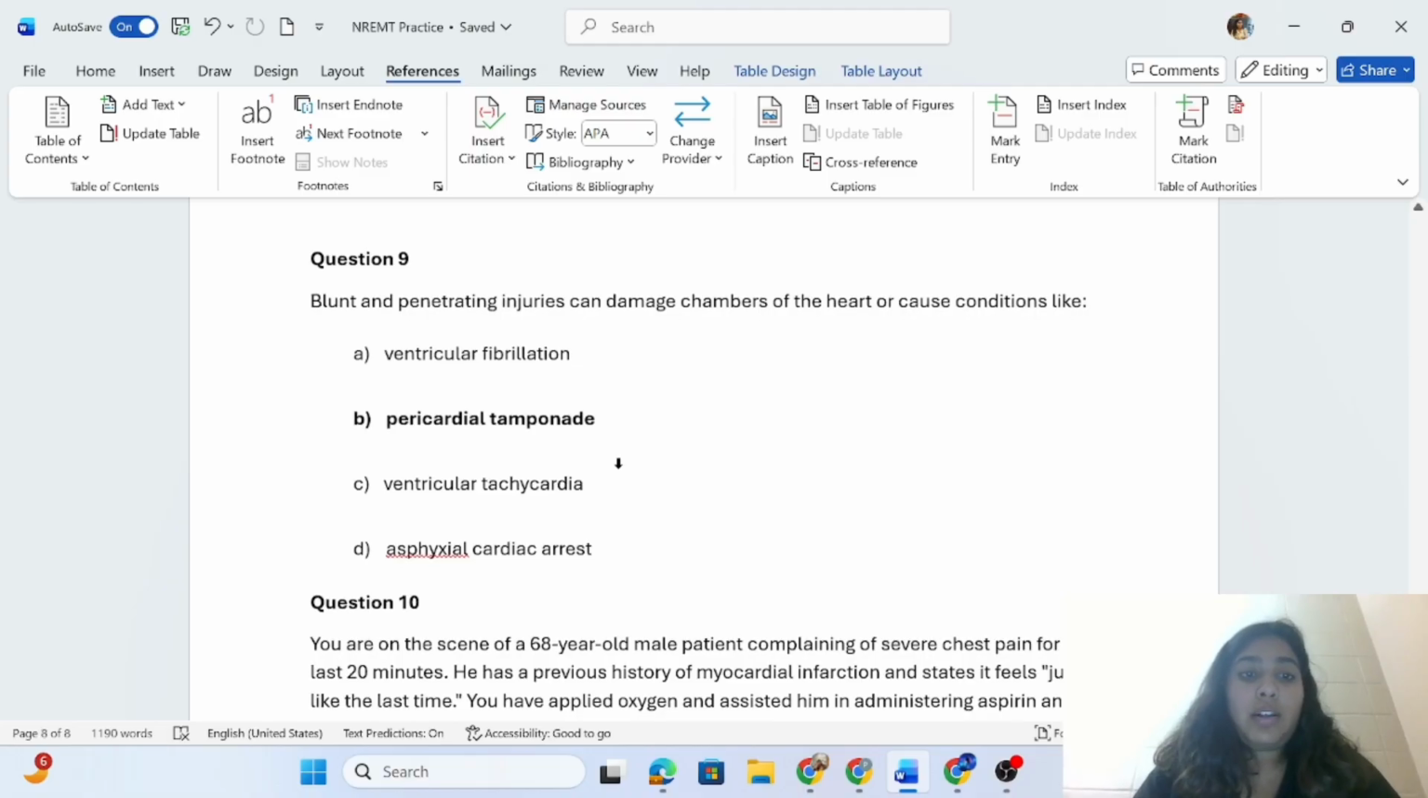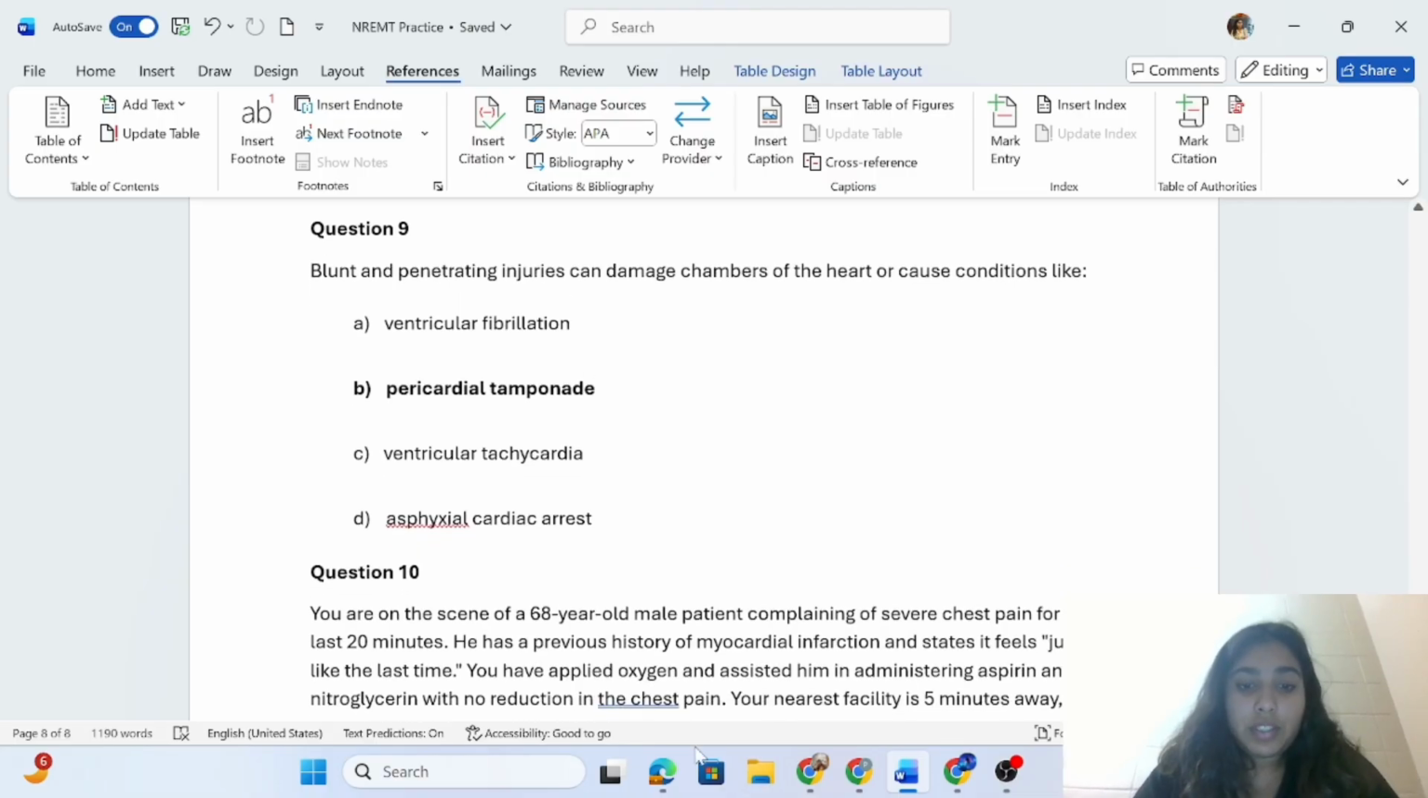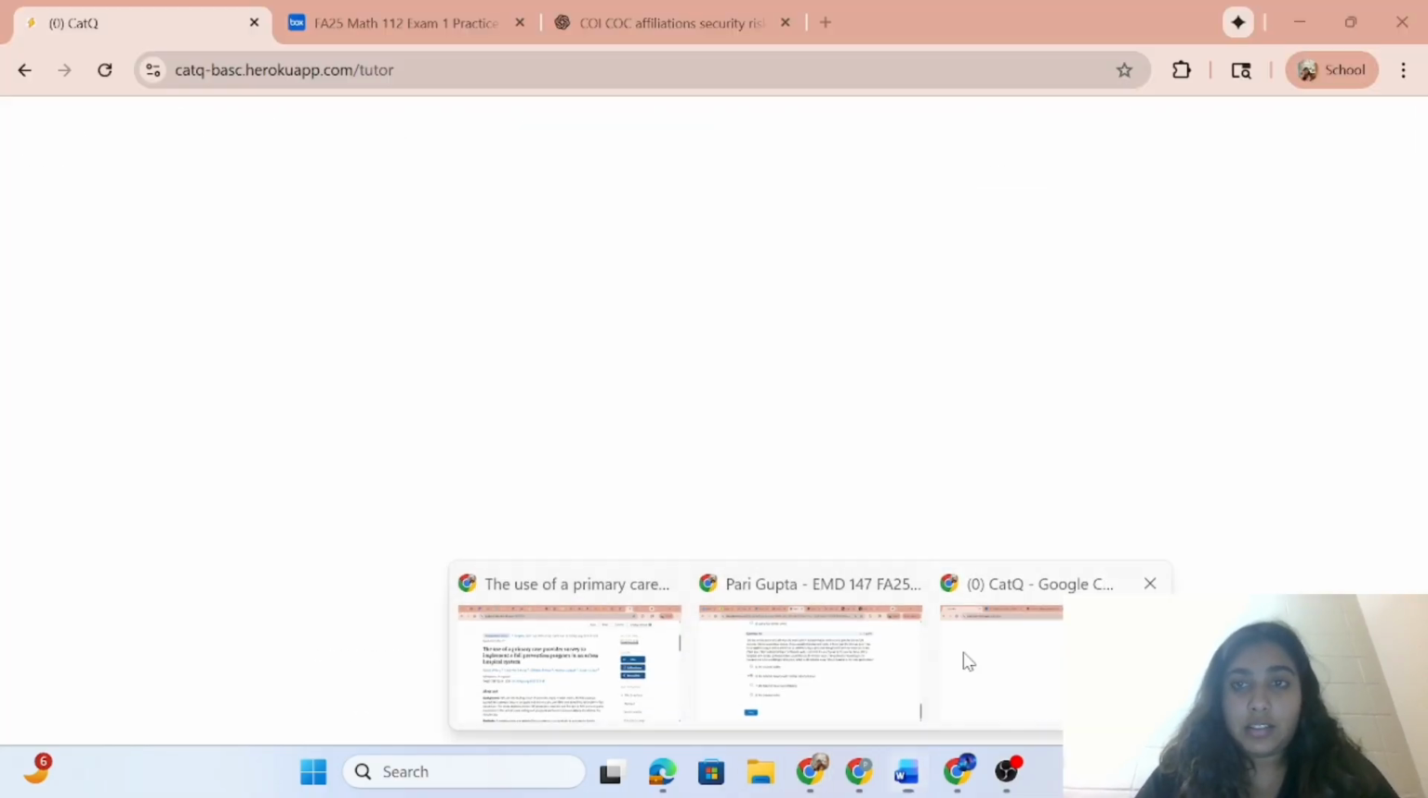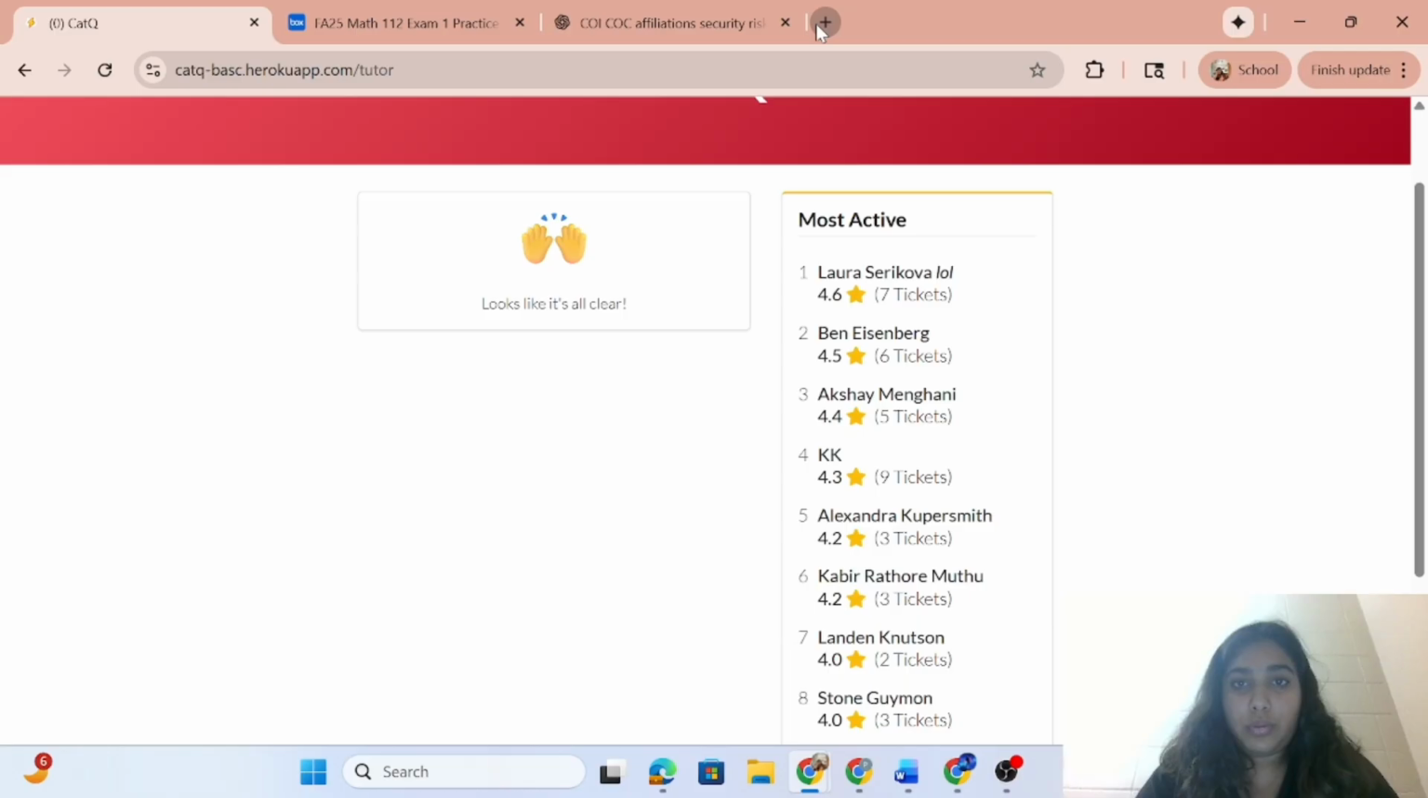Question 9. Blunt and penetrating injuries can damage chambers of the heart or cause conditions like... Okay, blunt and penetrating injuries are like which cut through your skin. So it can cause conditions like pericardial tamponade. Okay. So what's that? Let's go and check.